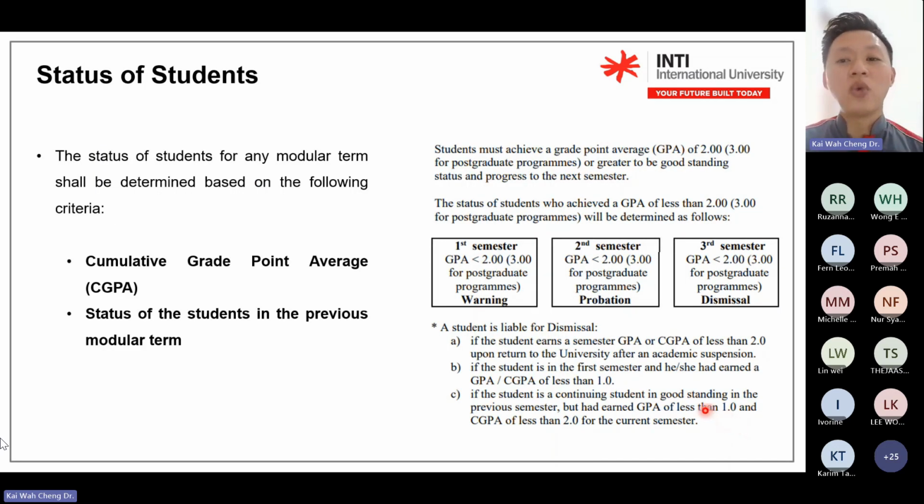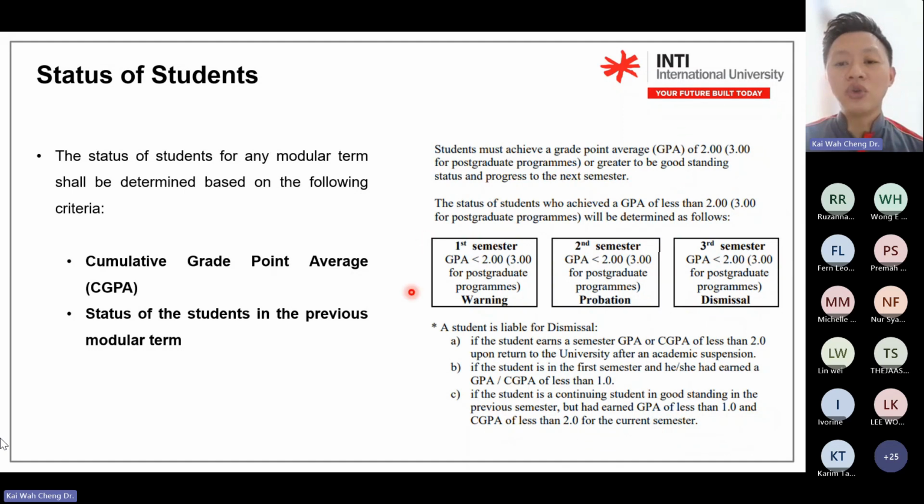And then we have types of student status. The student status will be determined based on your CGPA and the status of the students in the previous modular term. We have 4 student status. Number 1, good standing. I believe this status is very important for those who are PTPTN recipients. Make sure you have a good academic record. Always maintain your academic record as good standing.